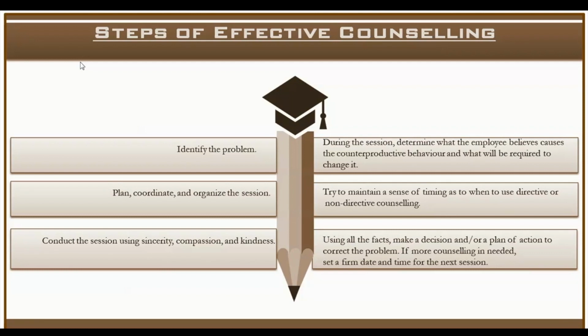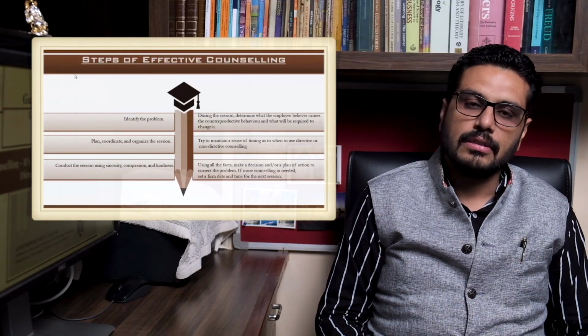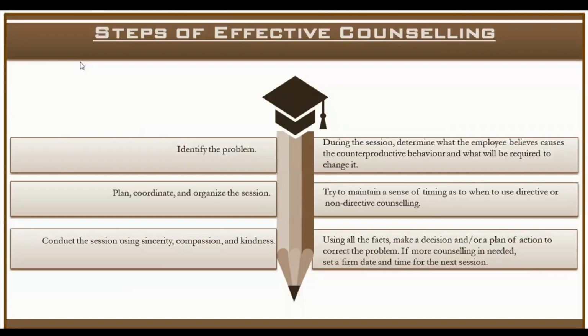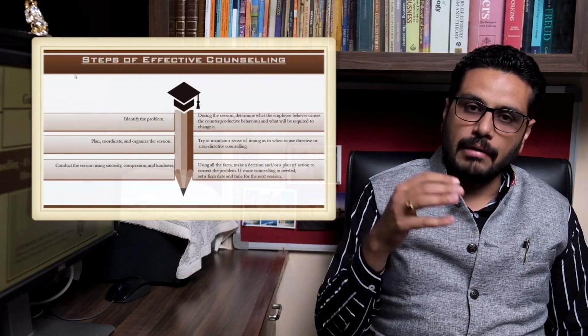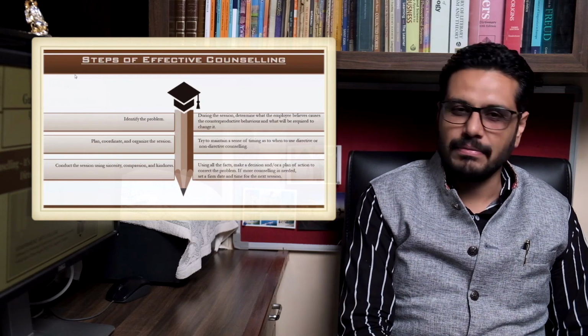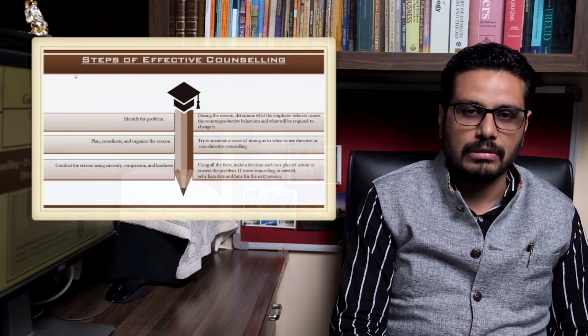Okay, so when we discuss steps here, which are the steps? You can see a chart on your screen again. The first step is as simple as that: problem identification. Second, this is with regard to, by the way, directive counseling. Second is plan, coordinate, and organize. Plan the steps, coordinate, and organize them. Third is conduct the session using sincerity. Most importantly, you should be sincere as a listener. Second, be compassionate. And third thing, which we miss sometimes, is be very kind to your students.